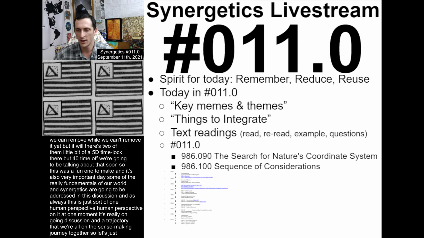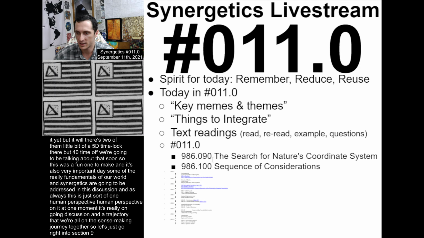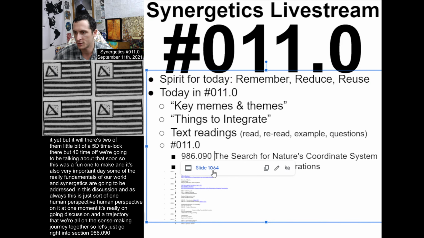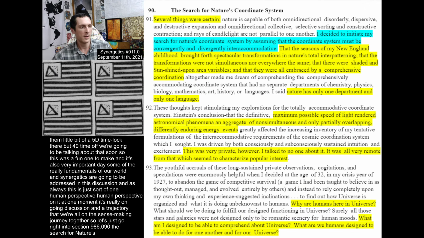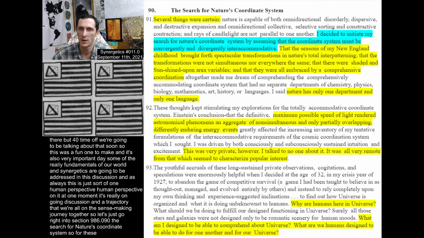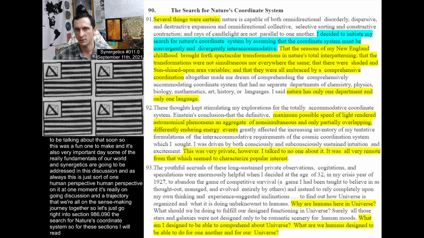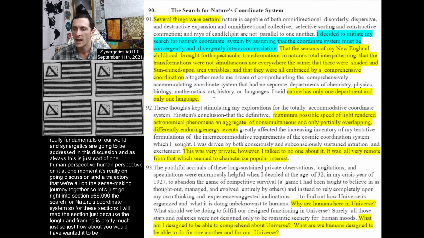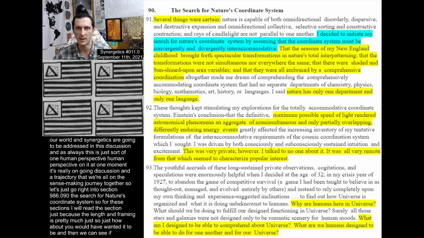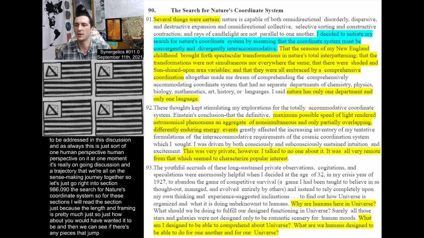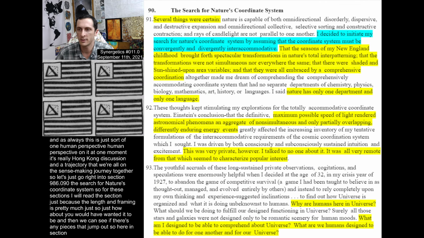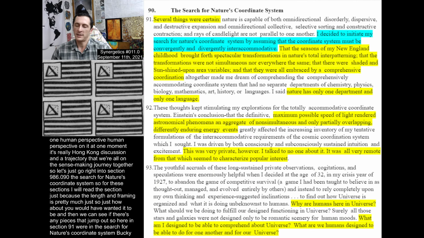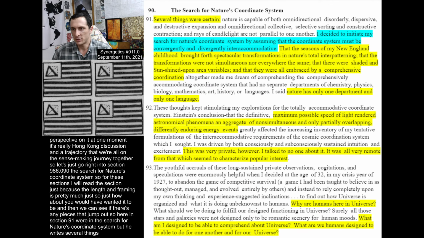So let's just go right into section 986.090, the search for nature's coordinate system. So for these sections, I will read the section just because the length and framing is pretty much just so. It's just how Bucky would have wanted it to be. And then we can see if there's any pieces that jump out. So here in section 91, we're in the search for nature's coordinate system. Bucky writes, several things were certain.